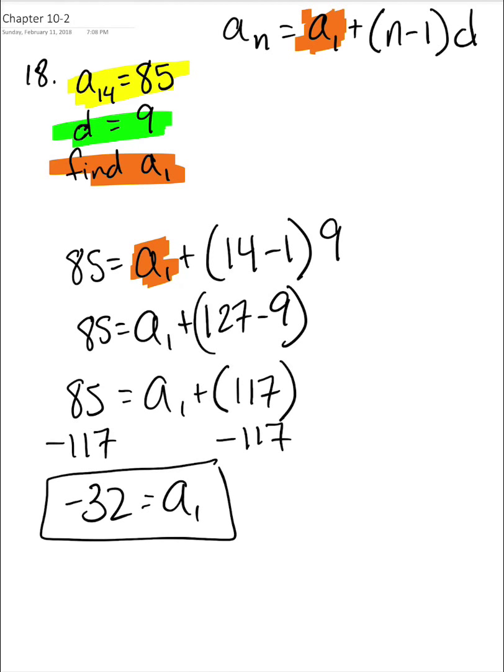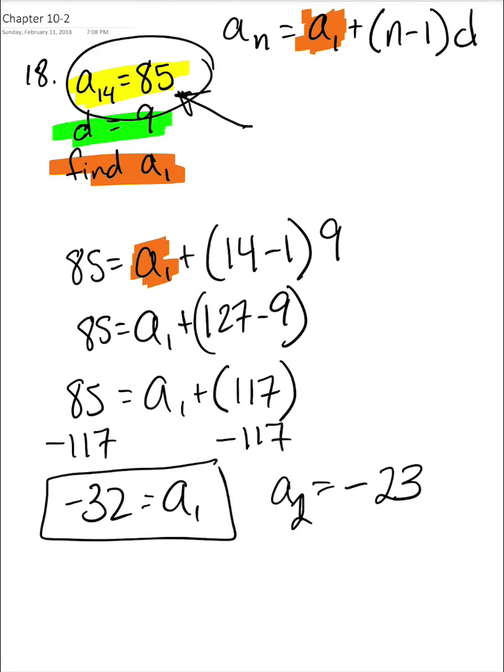So this is my first term. Then if I continue on to 14 terms, I end up getting 85. And my difference is 9, so I keep adding 9 to this. So that means my second term will be negative 23, and then so on and so forth, all the way to a sub 14, which will be a positive 85.